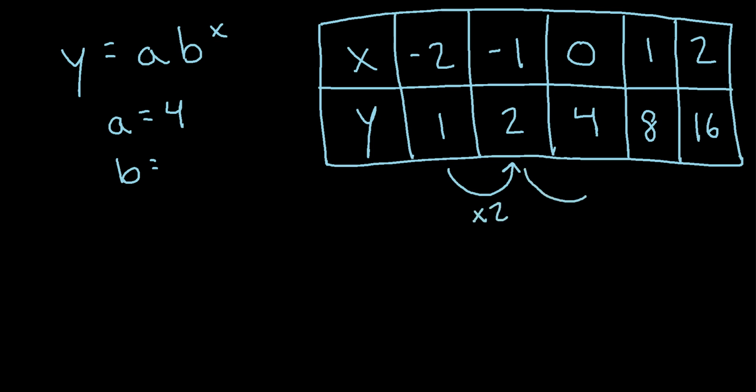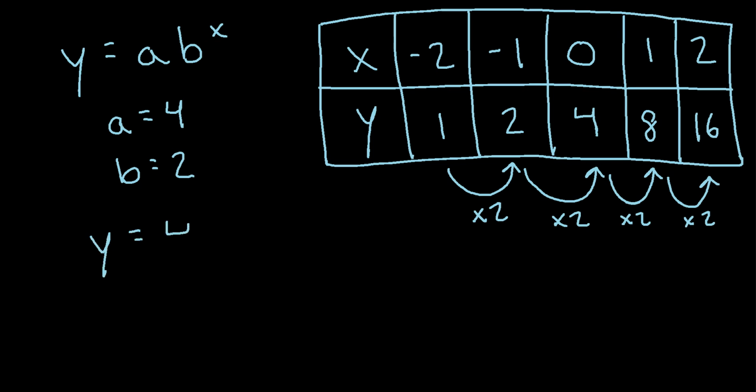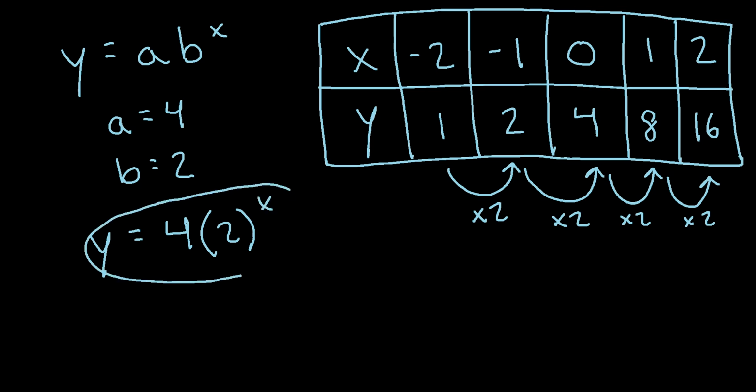Now, how do we go from 2 to 4? Well, again, we have to multiply by 2. And to go from 4 to 8, we multiply by 2. And to go from 8 to 16, we multiply by 2. So notice it's the same each time. We're always multiplying by 2. So that means b is equal to 2. So our exponential equation is just going to be y is equal to 4 times 2 to the power of x. And that's our final answer.